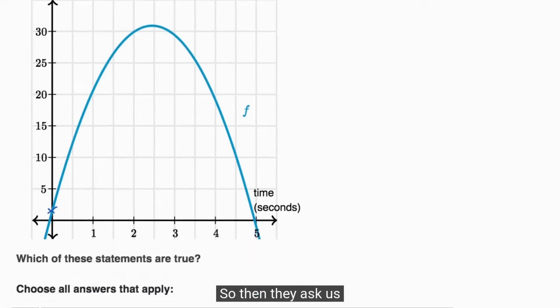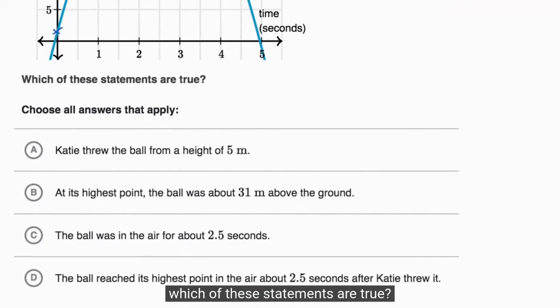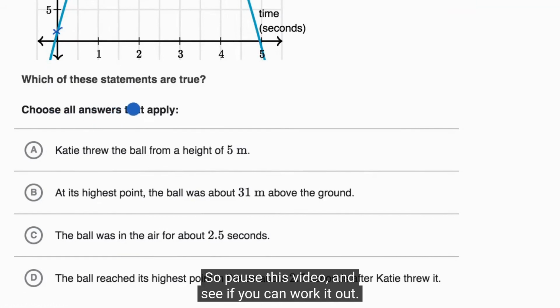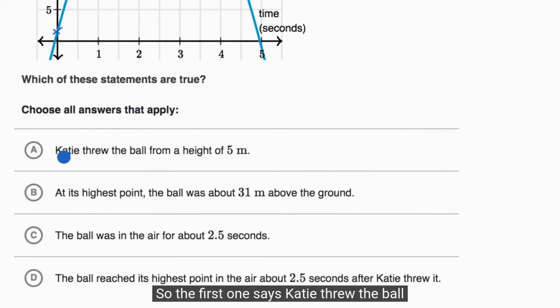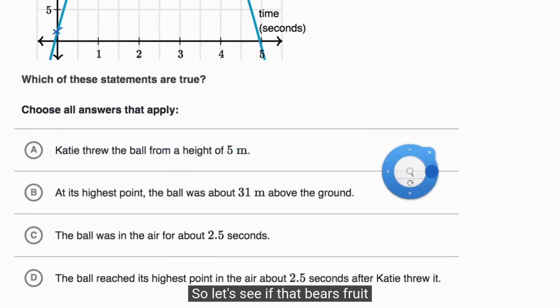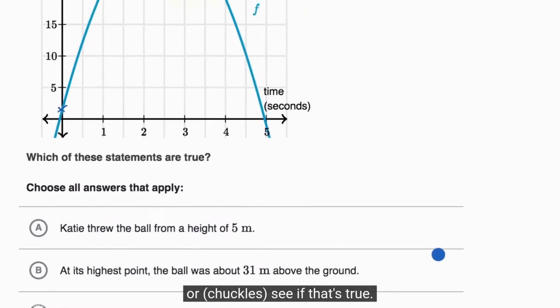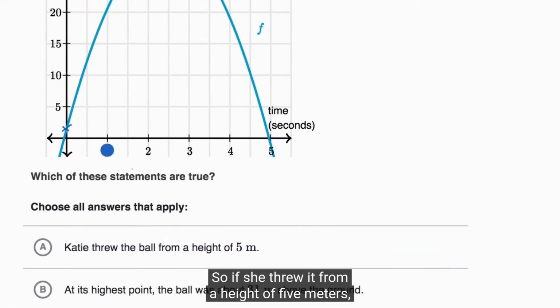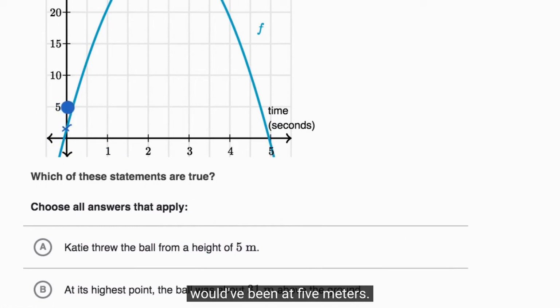So then they ask us, which of these statements are true? Choose all that apply. So pause this video and see if you can work it out. All right, now let's look through the choices. The first one says, Katie threw the ball from a height of 5 meters. So let's see if that's true. If she threw it from a height of 5 meters, that means that the y-intercept would have been at 5 meters.